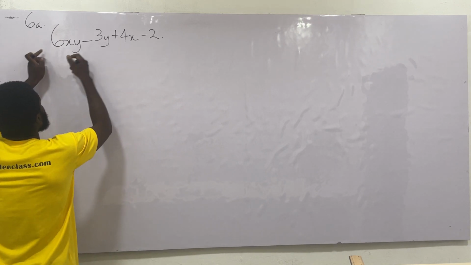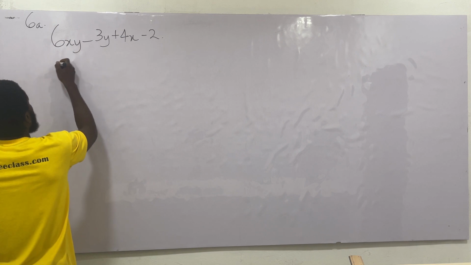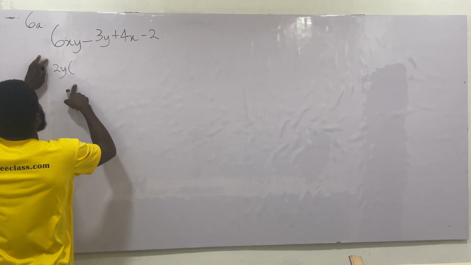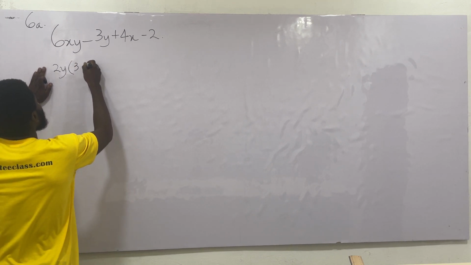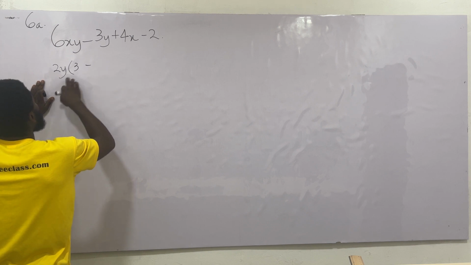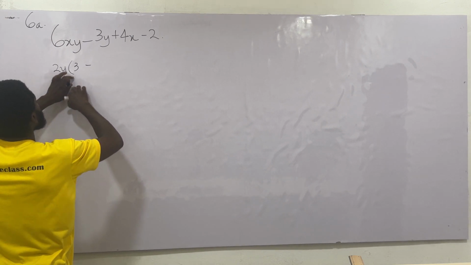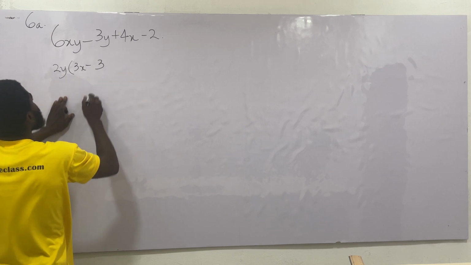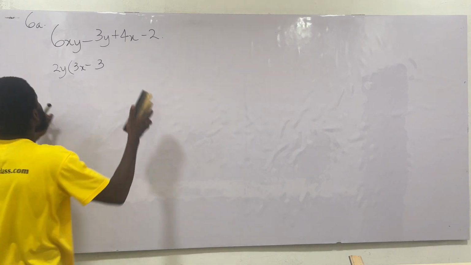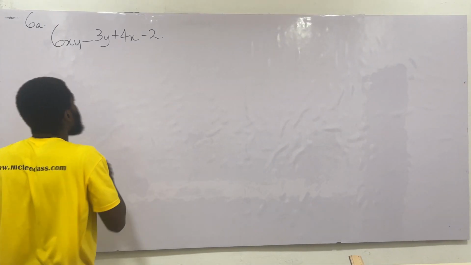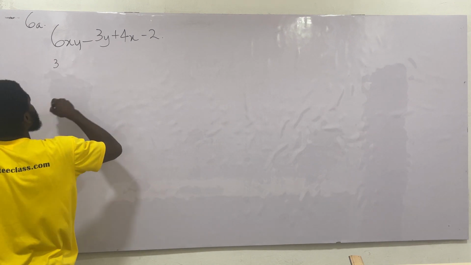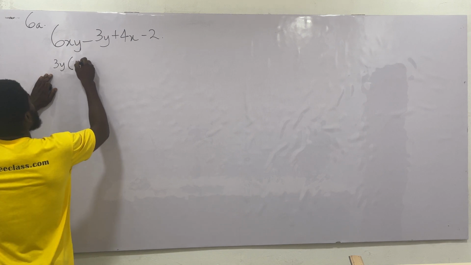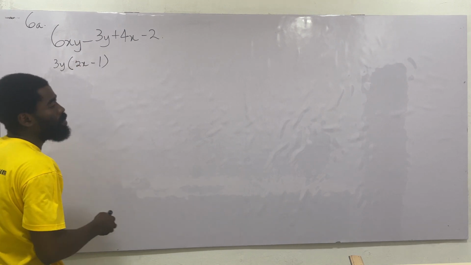So let's go. 2 is common between the numbers. So I have 2. Y is also common, so y also comes out. Then I'm left with 3x minus... no, let's change this. 3 is common instead. Since 3 is common, we have 3, y is also common, so y comes out. This gives me 2x minus 1.